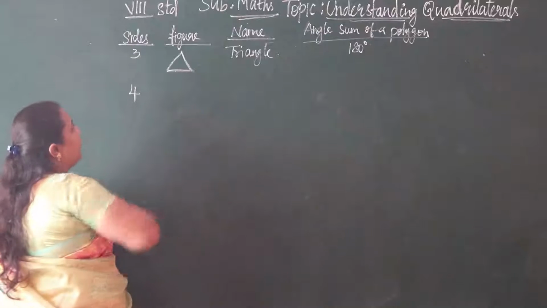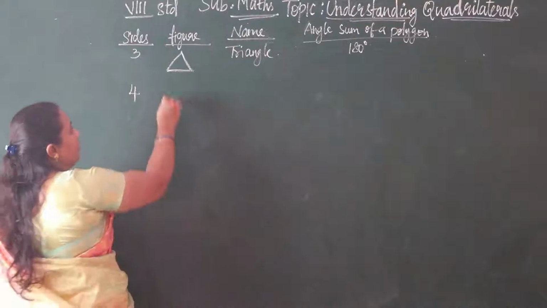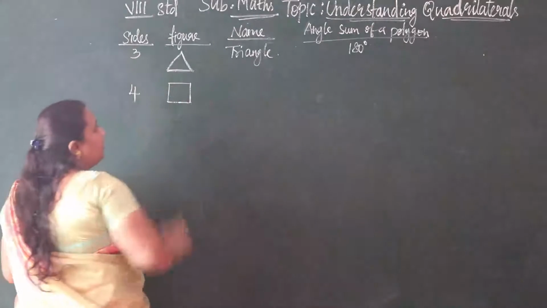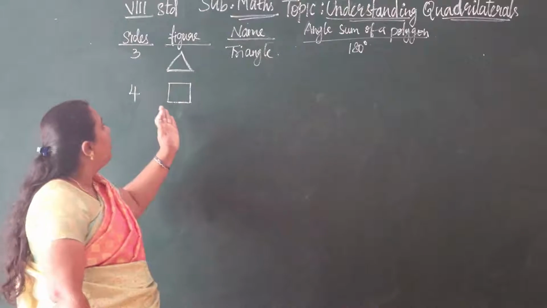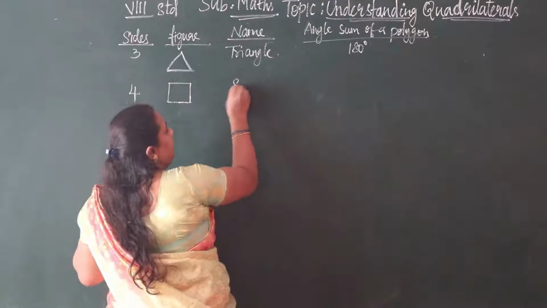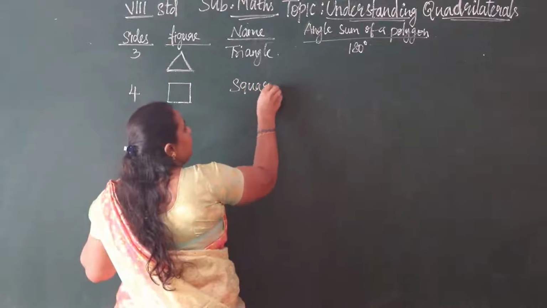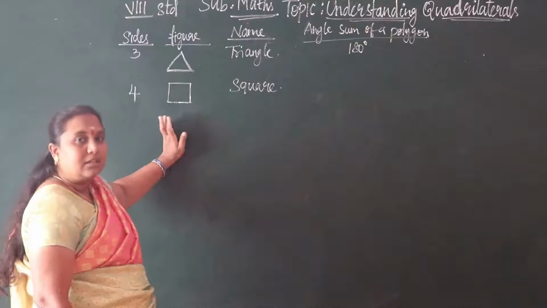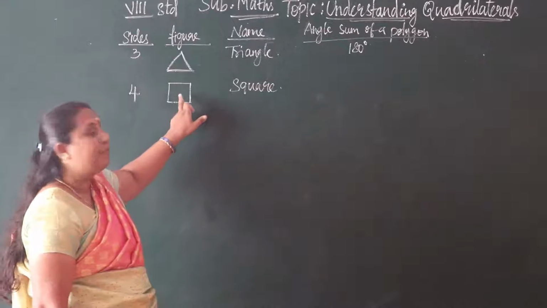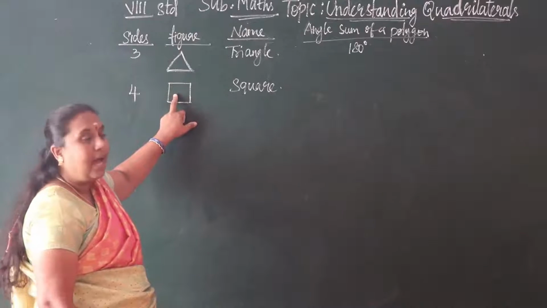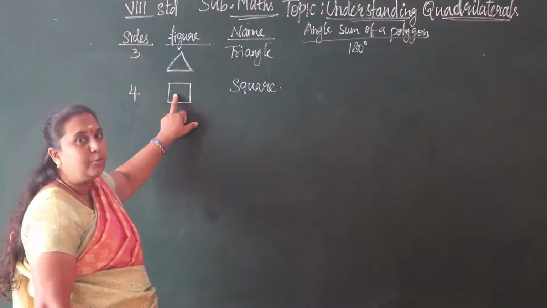Okay, so now a four-sided polygon. For a four-sided polygon we can draw a square. So the name of this polygon is square. So how to find out the angle sum of a four-sided polygon?